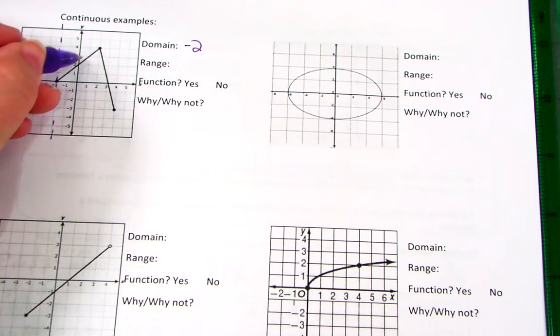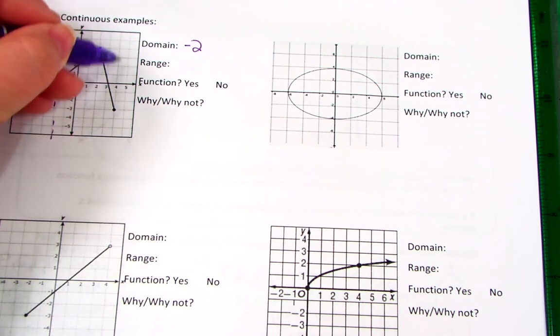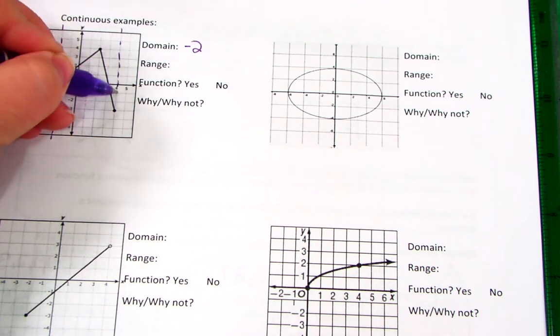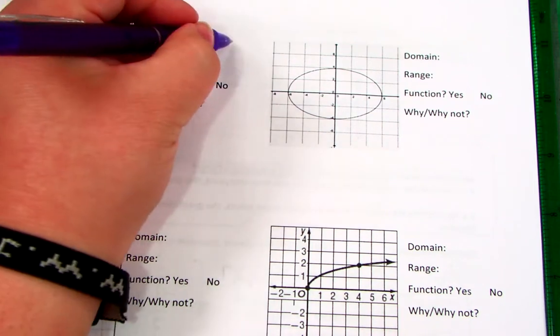If I follow the graph all the way over, what's the furthest to the right that this graph goes? You're kind of writing down the extremes of the graph. The furthest to the right that the graph goes is all the way to 4.